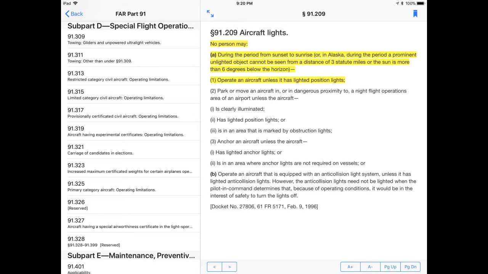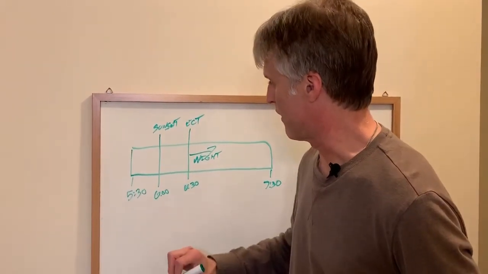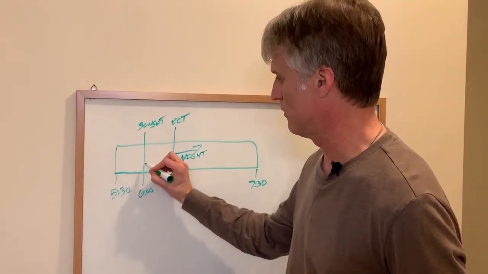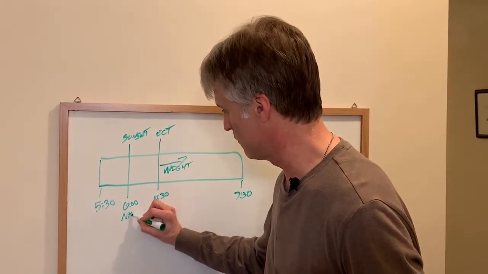no person may operate an aircraft unless it has lighted position lights. Those are your red, kind of your bluish green lights on the wingtips and the white position light on the back. So that's not night. That's actually before the FAA's definition of night. So we take off here at 5:30. We fly for half an hour. Here we need to turn on our nav lights.